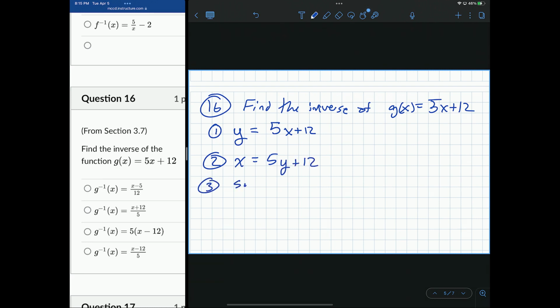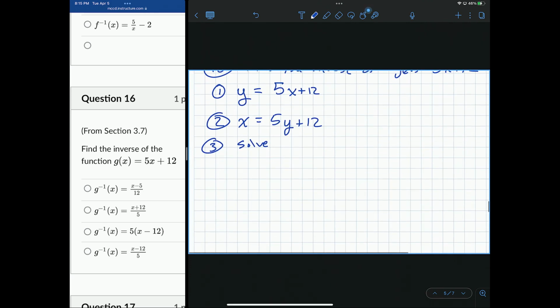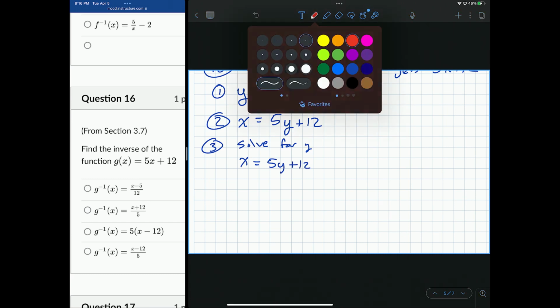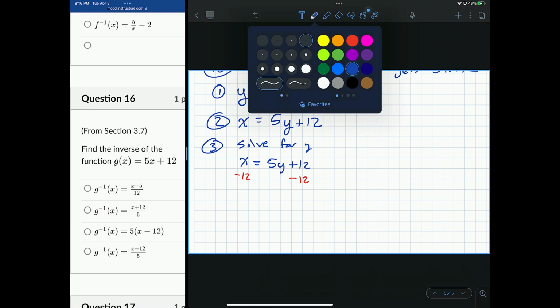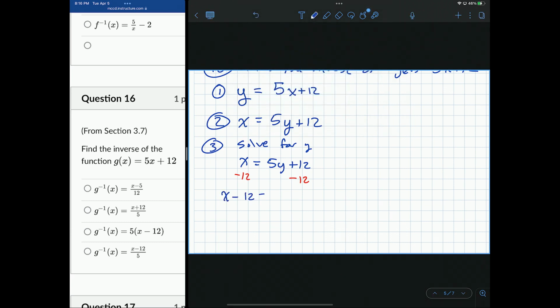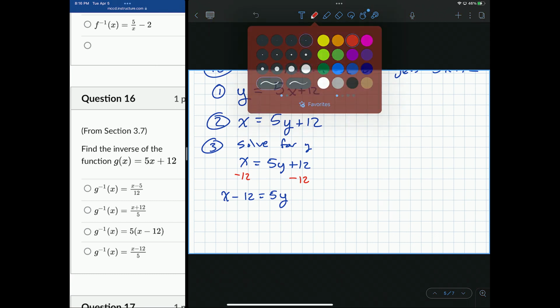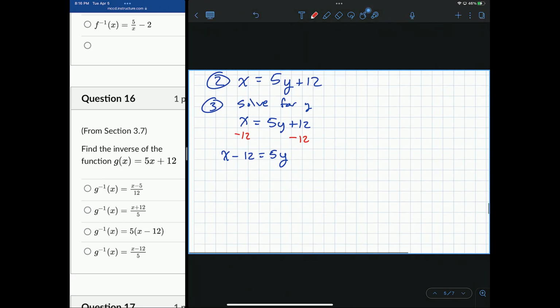And then we need to solve for y. So I have x equals 5y plus 12. This is easy to solve. Minus 12, minus 12. We get x minus 12 equals 5y. And then we should just divide both sides by 5 because we're trying to get y by itself.